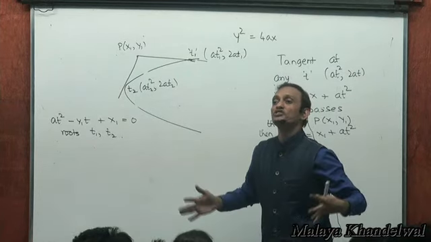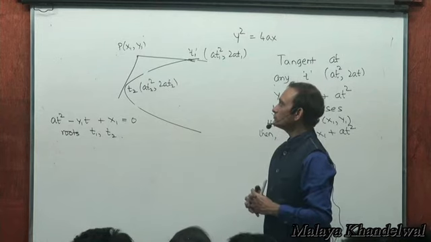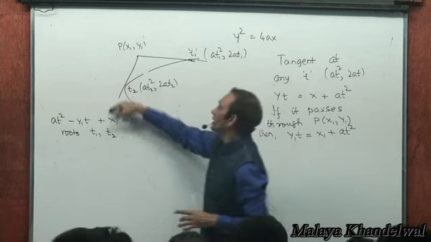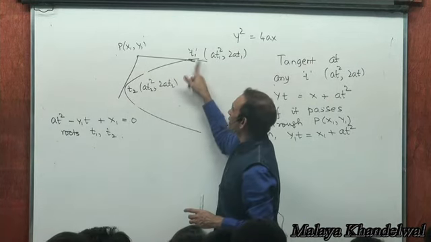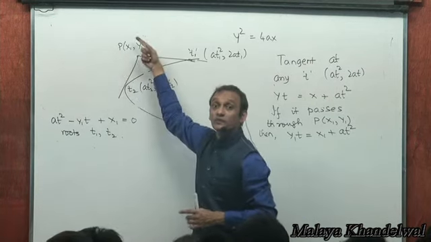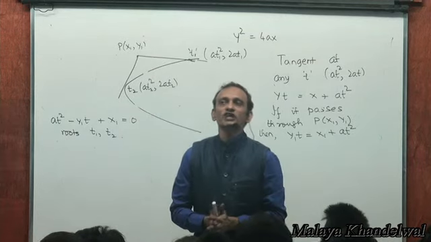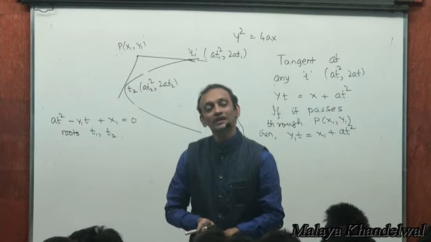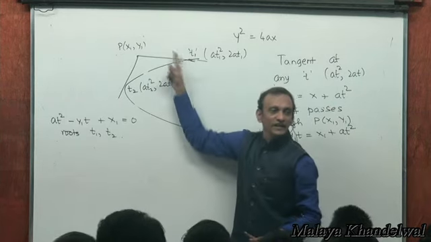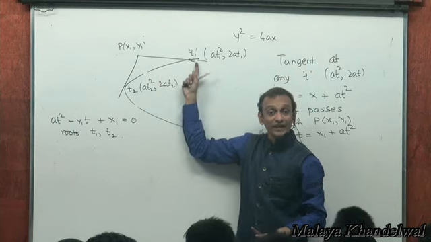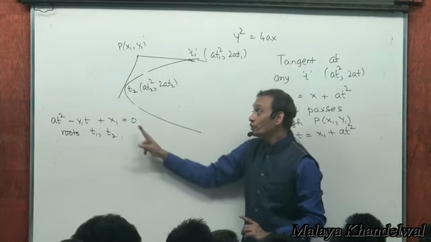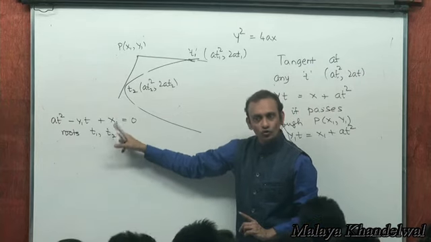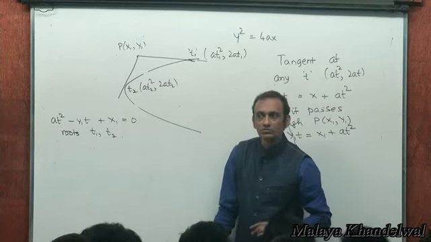Now rephrasing the whole thing. If a tangent is drawn at t2, it will be this tangent. If a tangent is drawn at t1, it will be this tangent. x1 y1 is what? The intersection of tangents drawn at t1 and t2, where t1 t2 are the roots of this quadratic in t. Yes or no? Yes, sir.